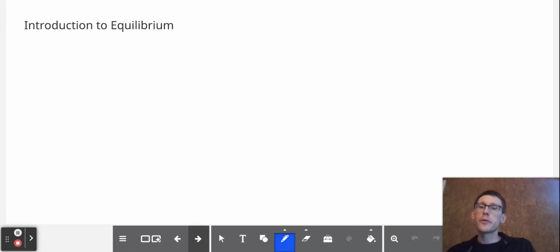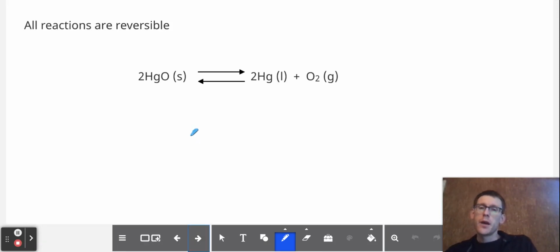In this video, we're going to learn about equilibrium. So the first thing to know about equilibrium is that all chemical reactions are, to an extent, reversible. Here we've got the decomposition of mercury(II) oxide if we go from left to right, and it forms mercury and oxygen. But if we look from right to left, we have mercury and oxygen coming together to do a synthesis reaction in which they form mercury(II) oxide.